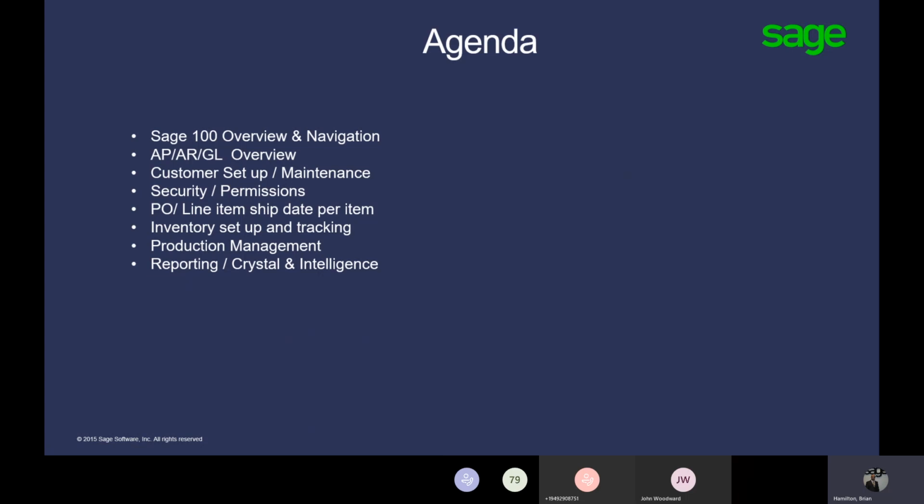Some of what we'll cover, Johnnie usually starts out with the overview of Sage 100, what it looks like and how to navigate around it. Then we'll touch on AP, AR, GL, customer setup and maintenance, security permissions. One of the sticking points that you had was the purchase order and having different ship dates per line item. We'll cover that. Inventory setup and tracking, and then production management, and then we'll finish up with reporting. Okay?